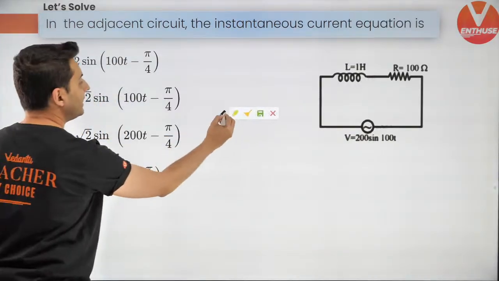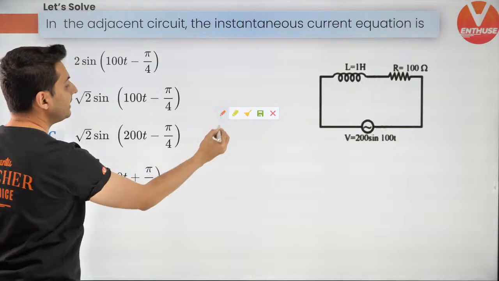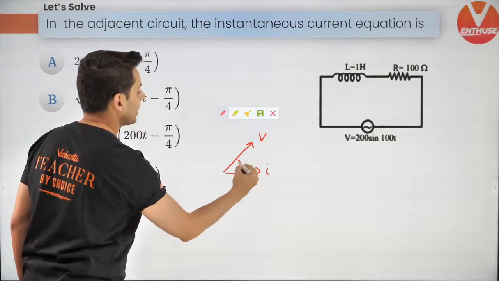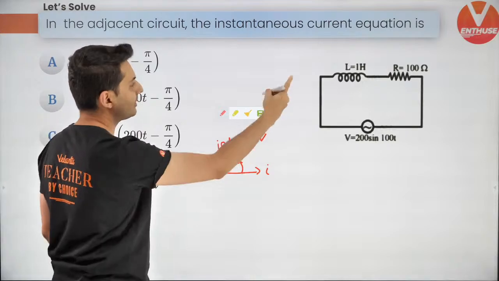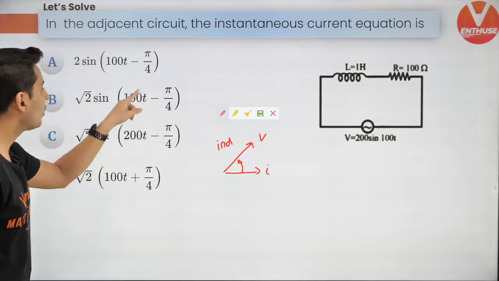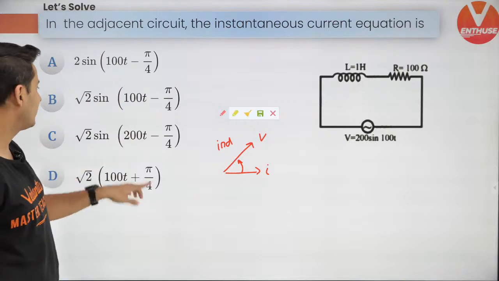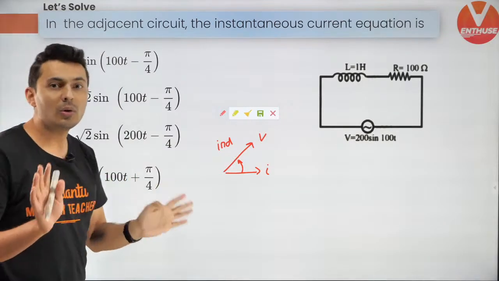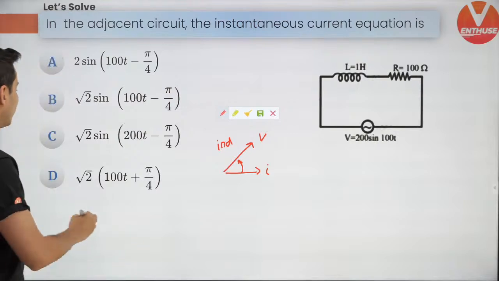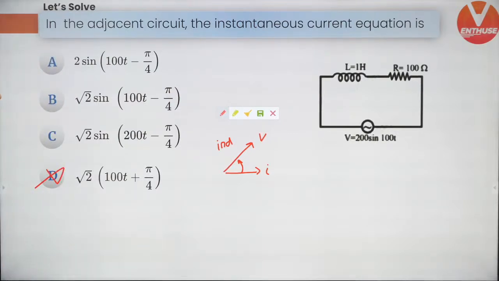See, if it is an inductive circuit, the voltage will be ahead of the current, because there is only an inductor. So the current should be behind the voltage. So only those options which have a minus should be taken. Do you agree with this? Only those options which have a minus phase should be taken. So this option gets eliminated.